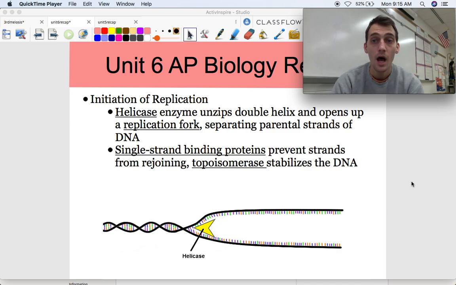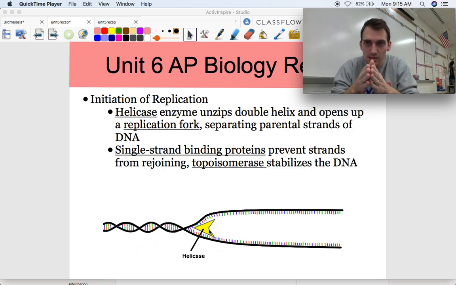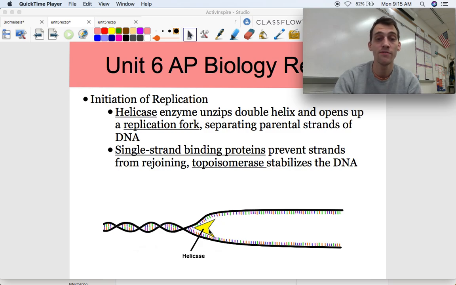Initiation of replication. This is step 1. Helicase is the name of the enzyme that unzips the double helix and opens up the replication fork. So here's helicase. It kind of just wedges in there and splits apart the 2 DNA strands. It breaks those hydrogen bonds between those nucleotides. And it forms what's called a replication fork. And you can see a fork in the road right there, separating parental strands of the DNA.